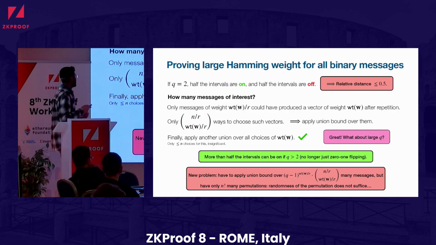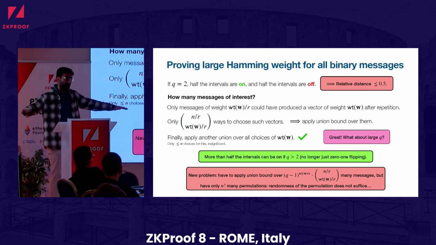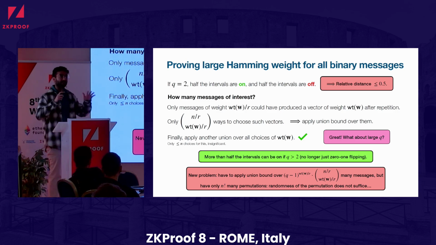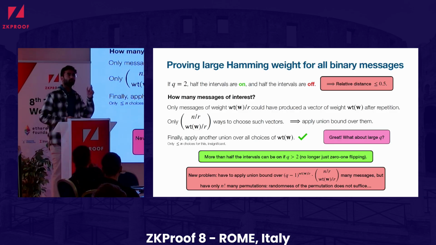But the new problem is that now we have to apply a union bound over way more vectors. Previously, all we had to do for choosing how many possible inputs you have was choose the indices and nothing else, right? But now, in addition to choosing the indices, you also have to choose what non-zero entry you're going to have in those non-zero indices. This is a problem because Q can be potentially very large, and you can't just use the randomness of the permutation to get a probability that's small enough to overcome this large union bound.